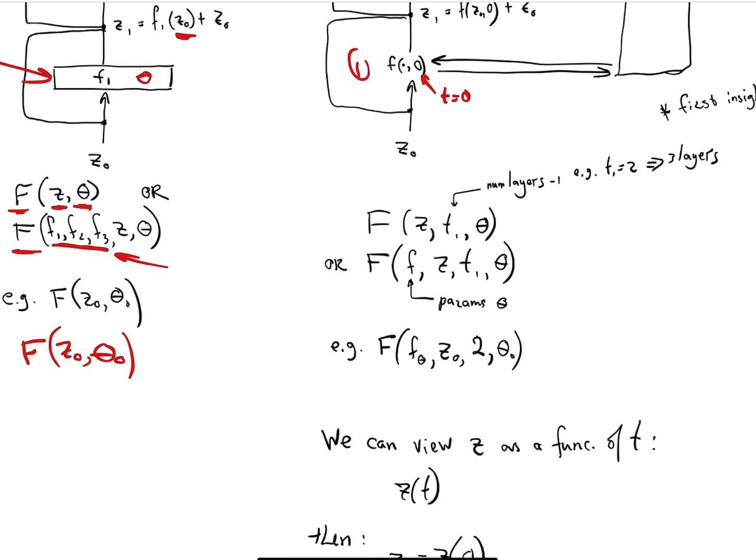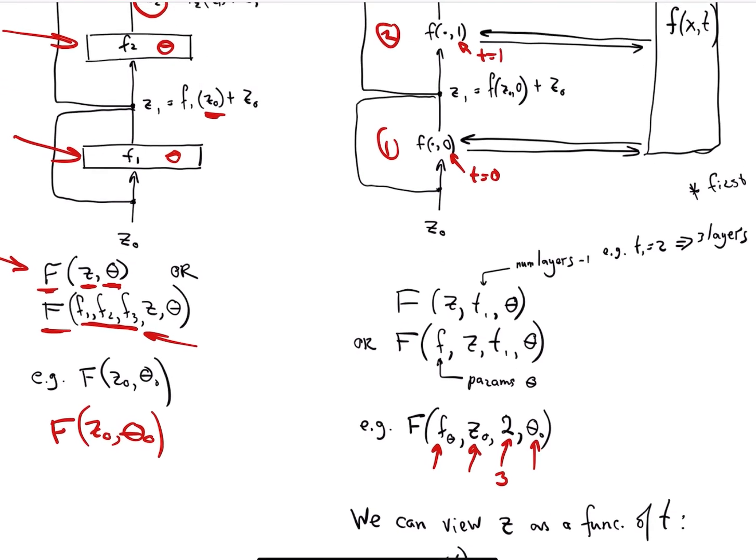So an example of a concrete instantiation of this function is if we pass some particular shared f, we pass some input z0, we pass the number of layers, which, because it's 0-based, for t of 2 is going to be 3 layers, and this is going to be some initial parameters theta 0 for our shared neural network.